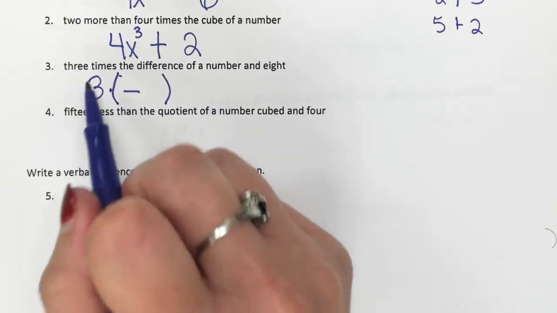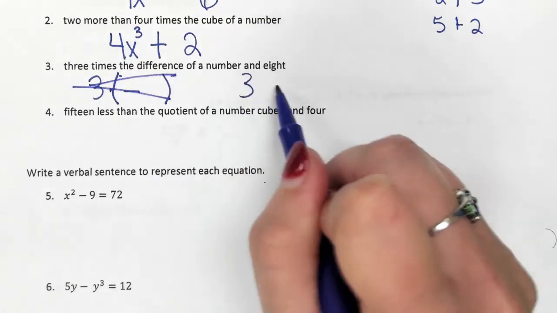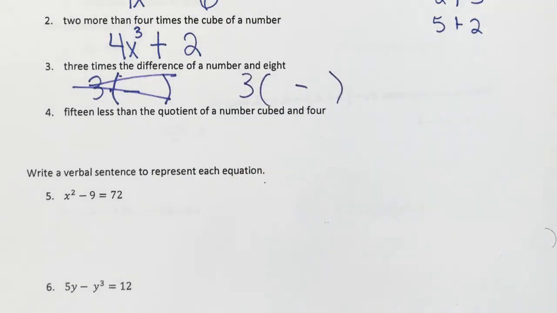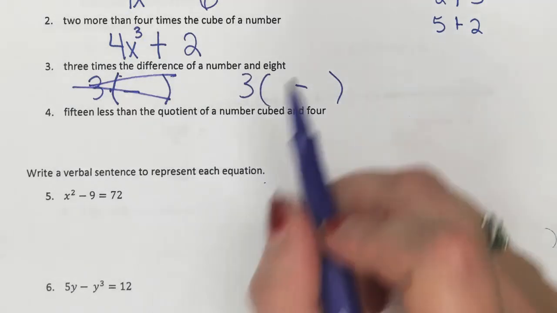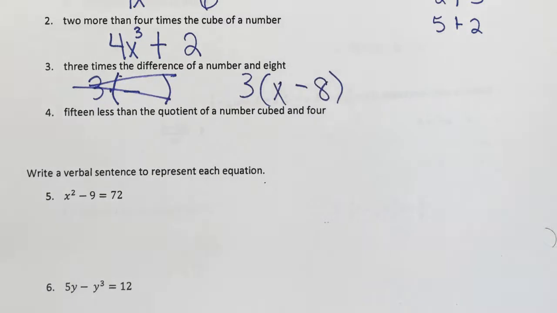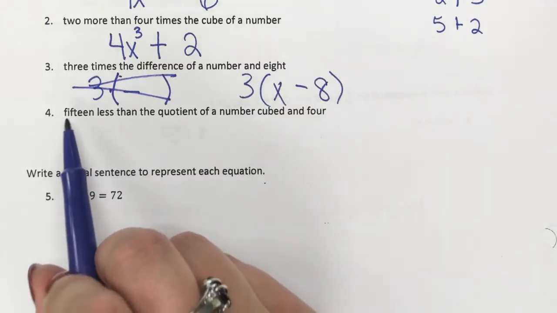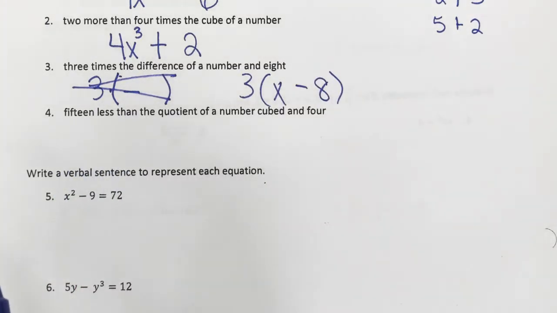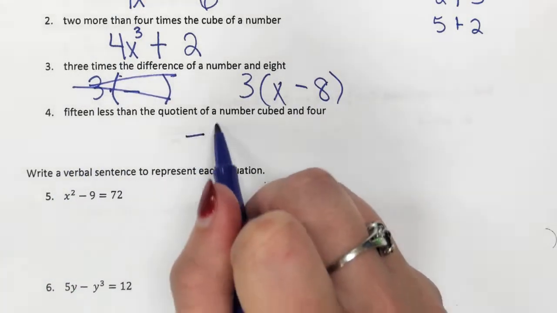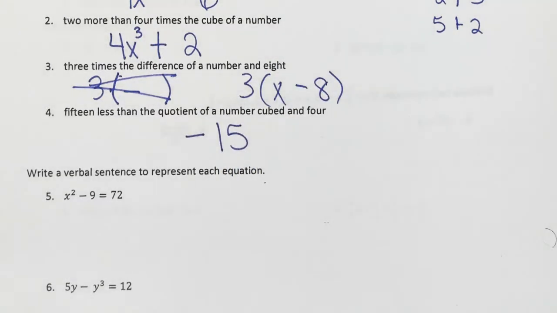I don't think I gave myself enough room, so let me come over here. Here we go. That's why we use pencil, ladies and gentlemen. x minus 8. Perfect. All right, so you ready? Number 4 says 15 less than. What does that mean? Minus 15. Very good. Our constant almost always goes in the back, okay? That makes sense.